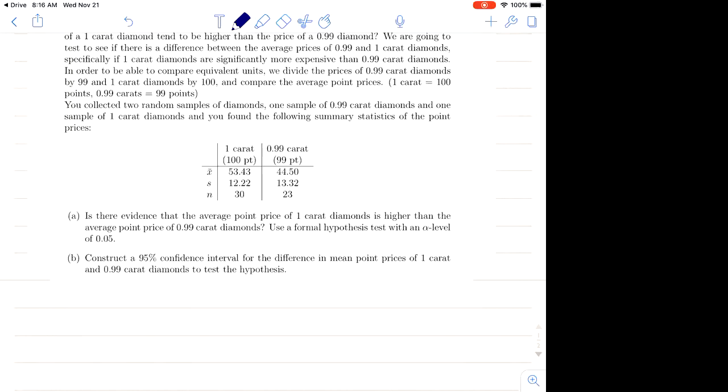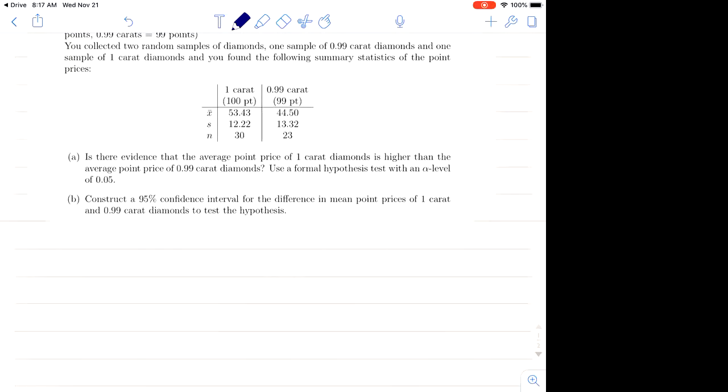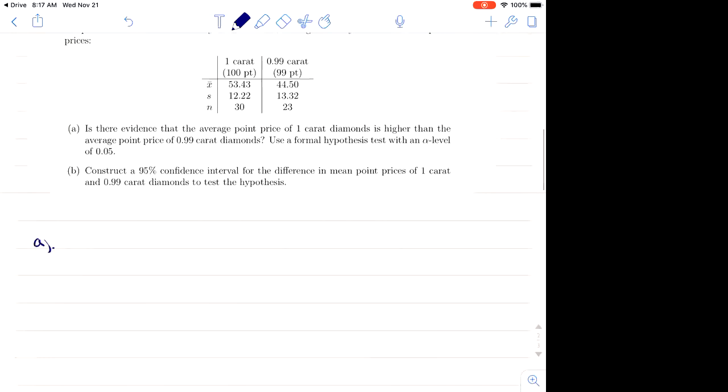Use a formal hypothesis test with an alpha level of 0.05. And so we're going to start by laying out our null and alternative hypothesis. So part A. And this is a typical layout for all the information that you need for 2 sample means, just organized this way. You'll see in some of the types that you have to identify, it's in the blurb. It gets really wordy, but I like it in a table like that.